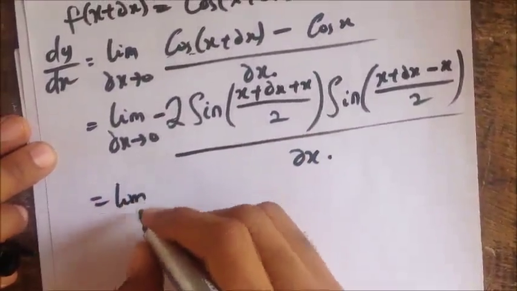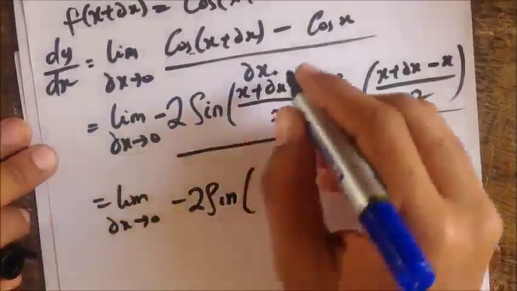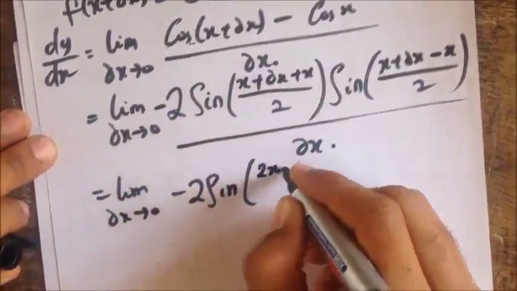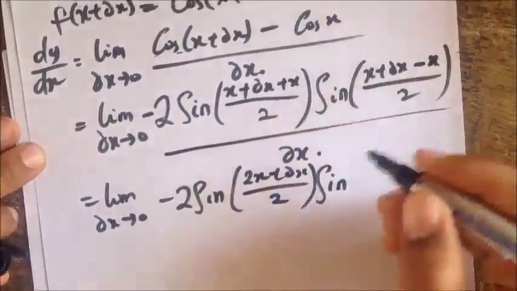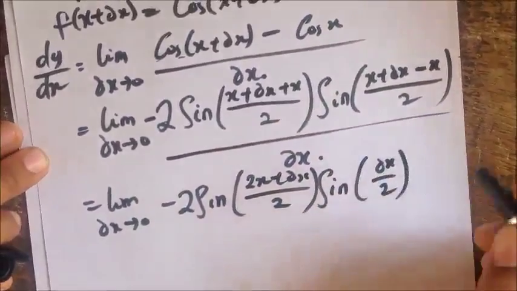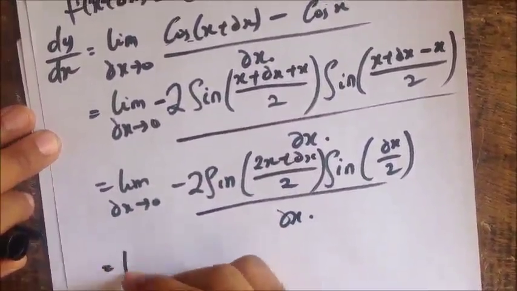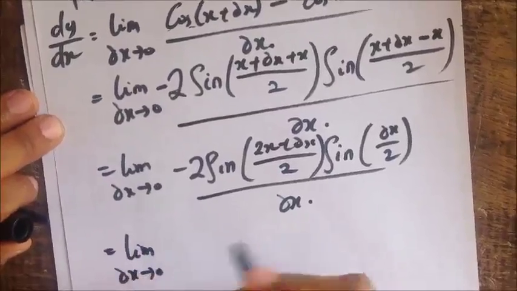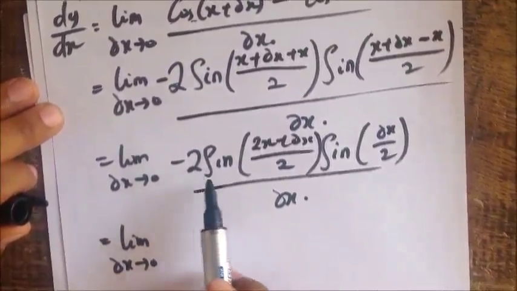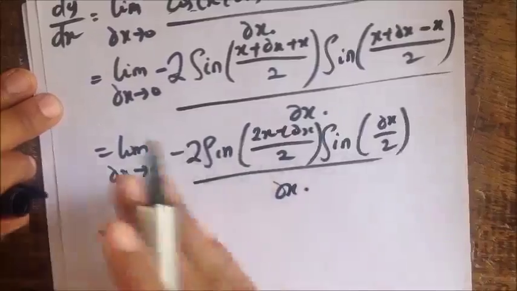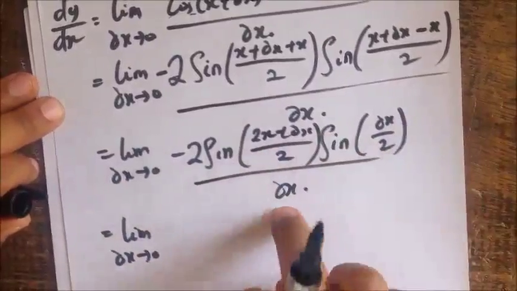This is the limit as delta x tends to 0 of minus 2 sine of (x plus delta x, we see x plus x) is just 2x plus delta x, divided by 2, into sine of x minus x is 0, so this is just delta x divided by 2, and we now have divided by delta x. I'm going to do something here now. I'm going to take my minus 2. Since the relationship between minus 2 and the sines is multiplication, I can put it anywhere. I can put it in the middle or at the end. So I'm going to take it out totally, and I'll take this delta x out also.